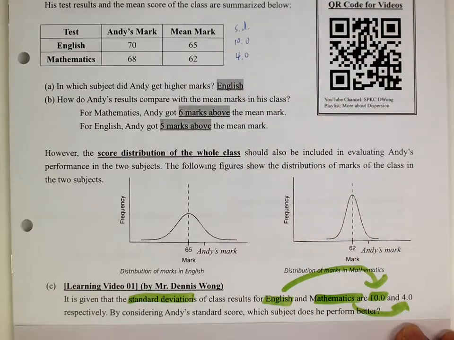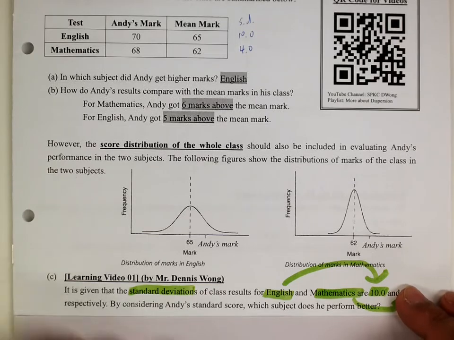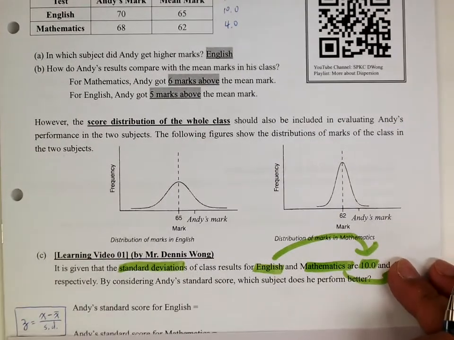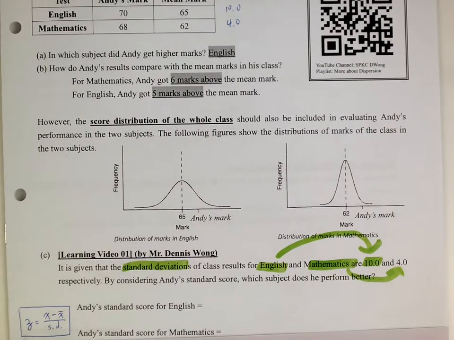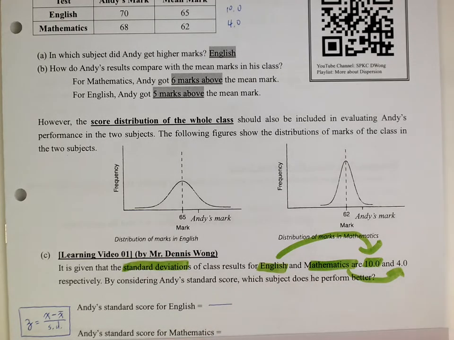So now we would like to consider the standard score of Andy. So let's look at this formula first. What do we mean by standard score? We are talking about the difference between Andy's score and the mean score. Let me use some numbers here for explanation.